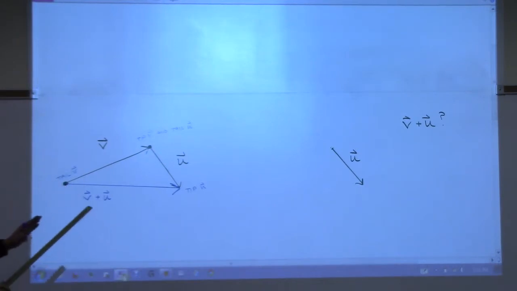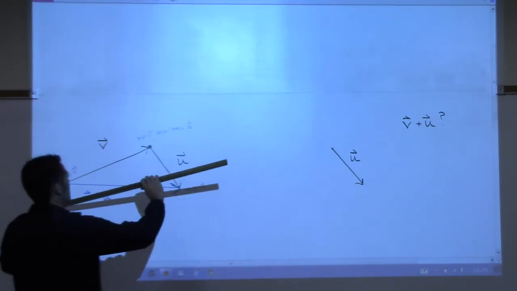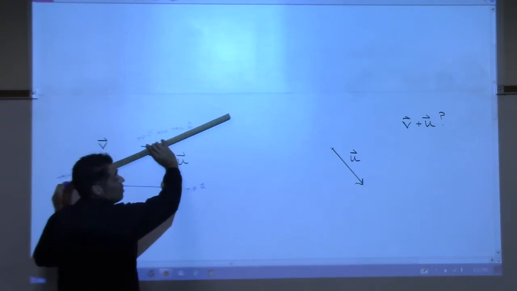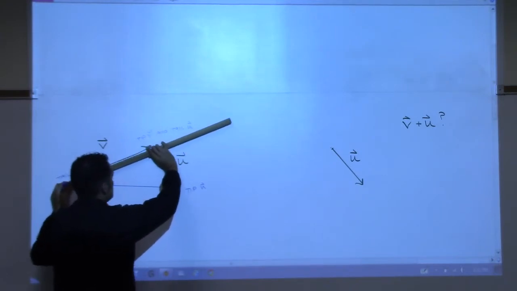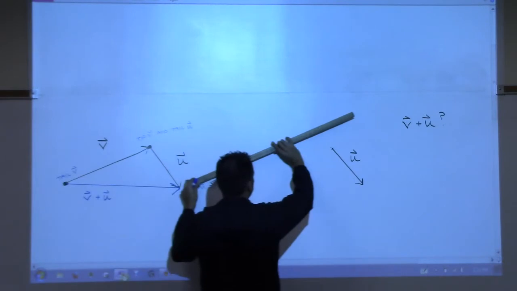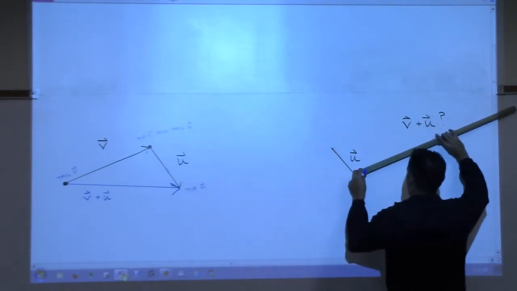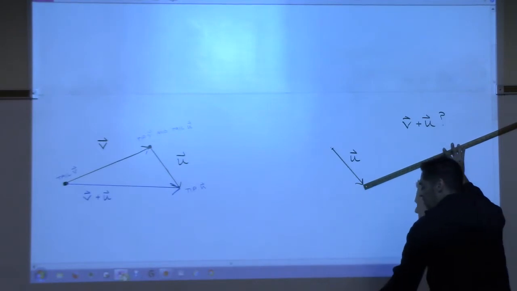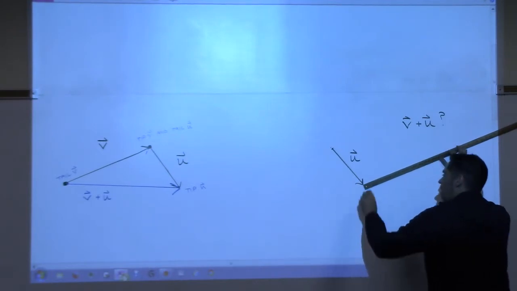All right, so let me do the same problem, but a little differently. Because I can slide vectors around, I'm going to take this vector V and move it over there. I'm just going to slide it over here. And then I need to come down a little bit, like this. And notice I'm doing tip to tail again.